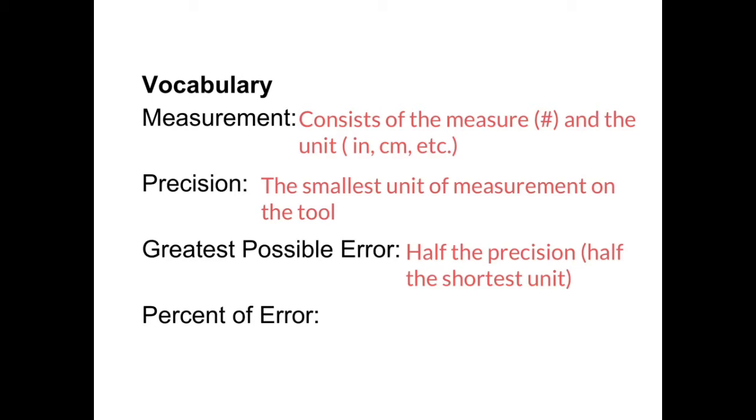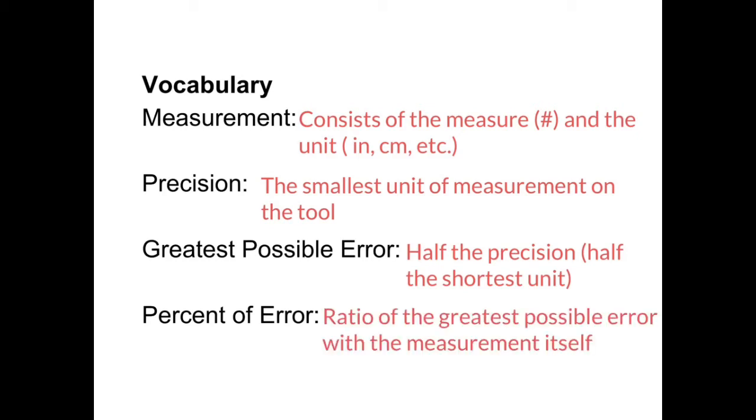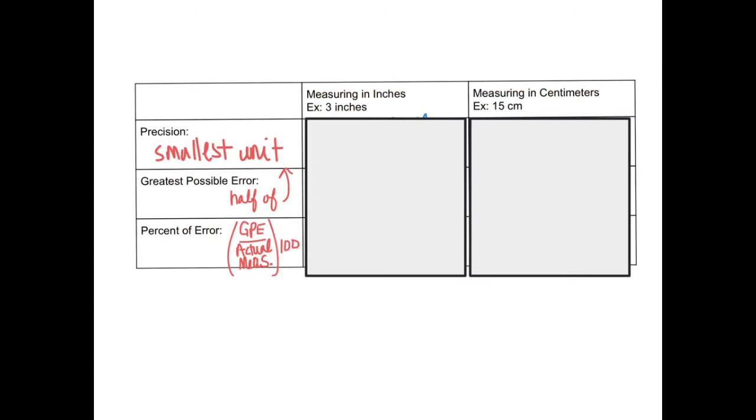Because we are all likely to make mistakes, we're going to start taking the greatest possible error into consideration. And we're going to use that to calculate the percent of error, which is the ratio of the greatest possible error to the measurement itself. So let's take a look at applying those vocabulary words with some examples using both the customary and the metric system. So precision, remember, is the smallest unit. The greatest possible error is half of that smallest unit, and the percent of error is calculated by taking the greatest possible error, dividing it by the actual measurement, and multiplying it by 100 because we do want a percent of error.